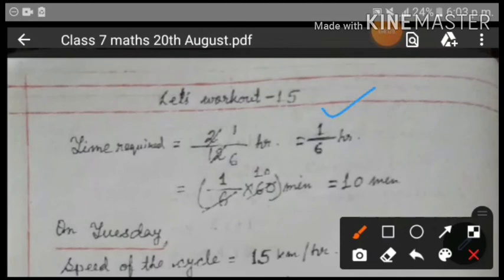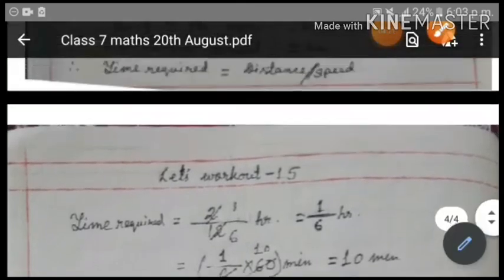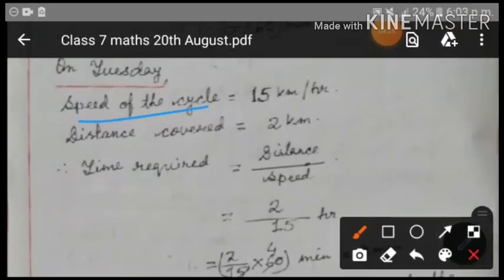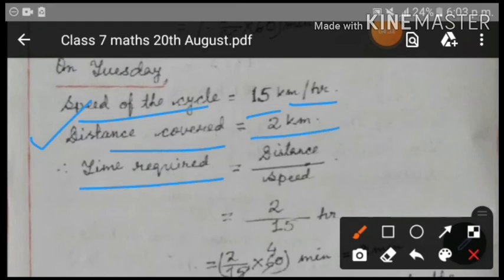Now 1 by 6 hours, if I want to change it into minutes, I will multiply with 60. Hours to minutes means multiply with 60. Then you are getting 10 minutes. So this is the time required to cover the distance on Monday. Now coming to Tuesday. Here the speed of the cycle equals 15 km per hour. So distance covered will be equal to 2 km. Time required is distance by speed, just like the previous one.